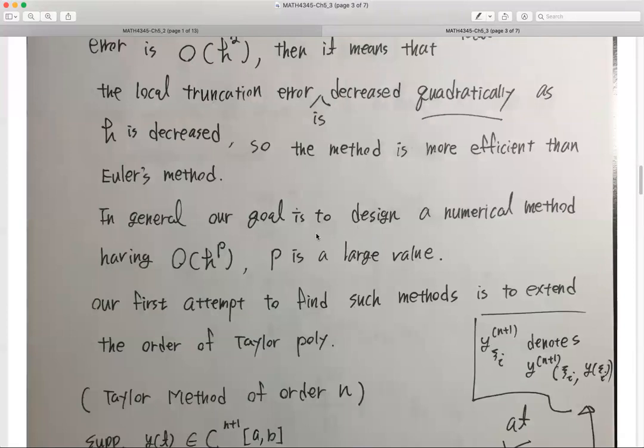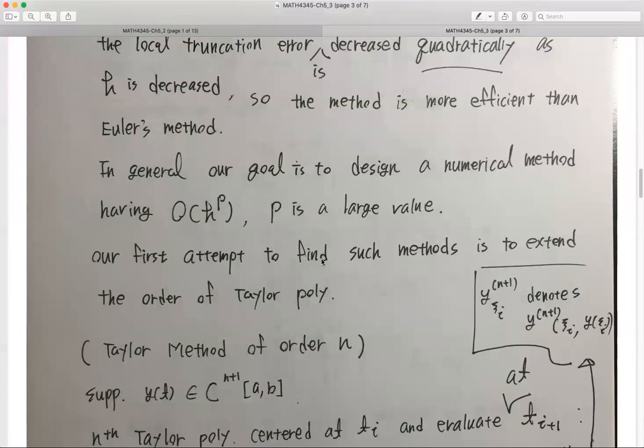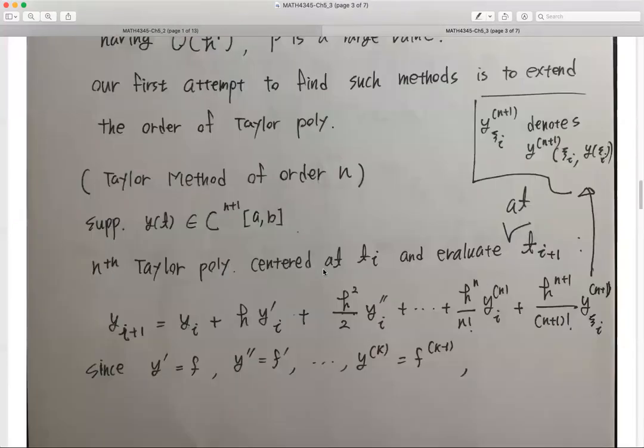So here's a question: how can you develop a numerical method that has a higher order of h, big O of h to the pth power, as its local truncation error? Then think about this: in Euler's method, we use a Taylor polynomial, right? So now we're going to start from the Taylor polynomial. Actually, the name of that one is Taylor method of order n.